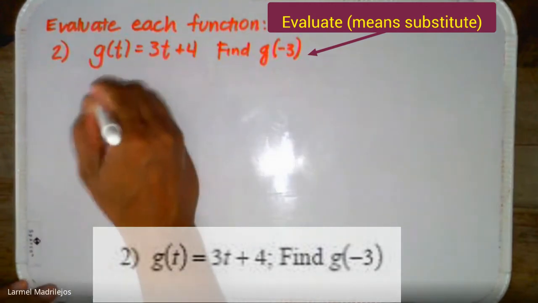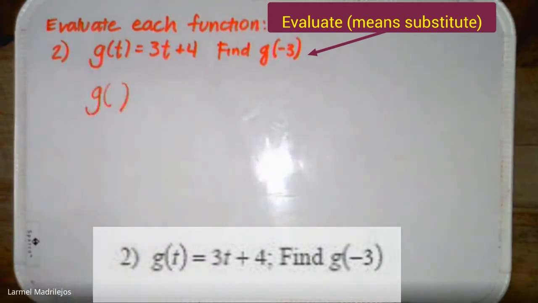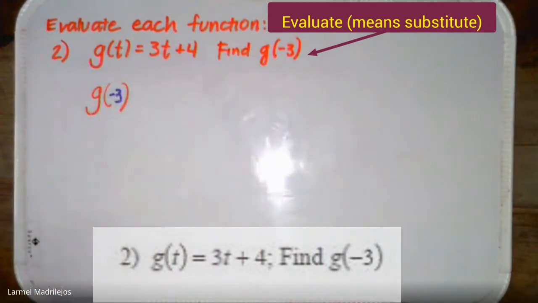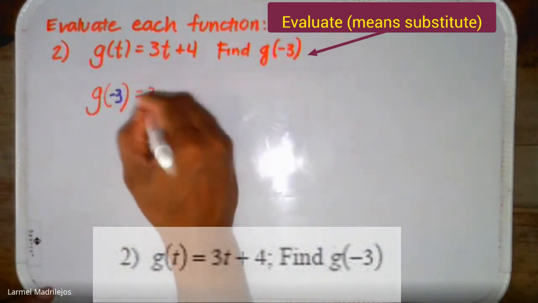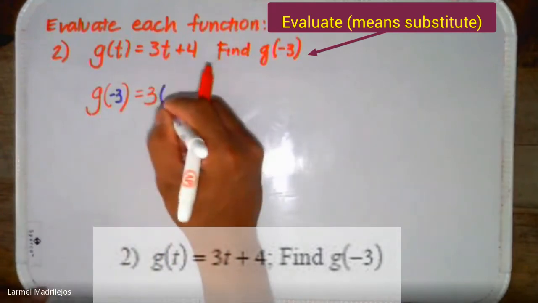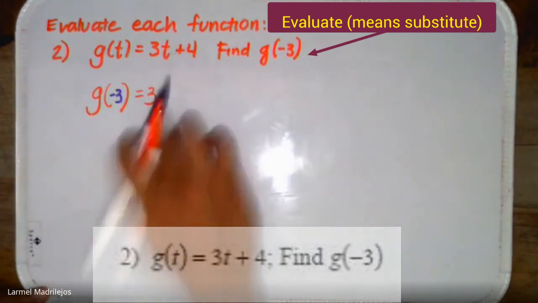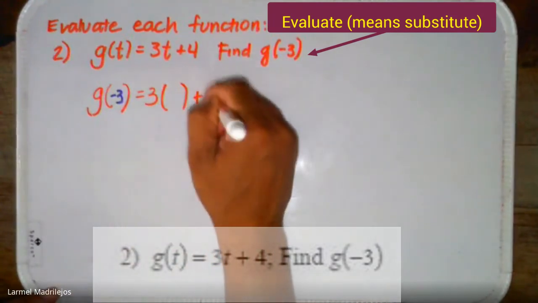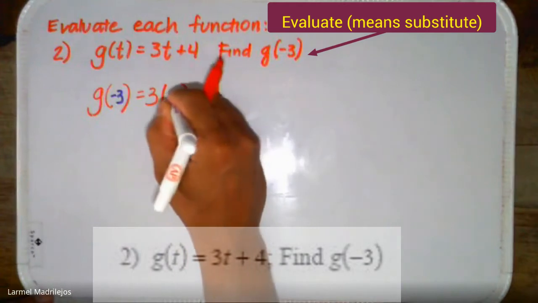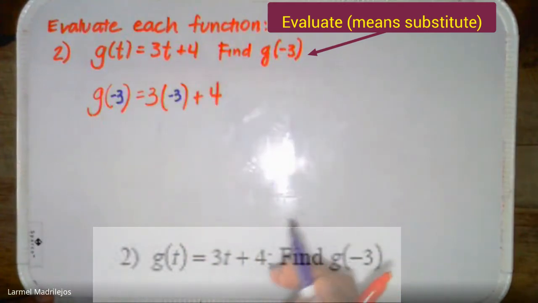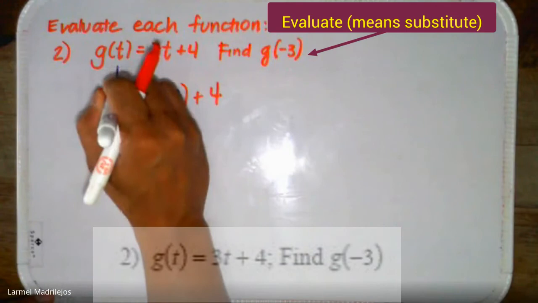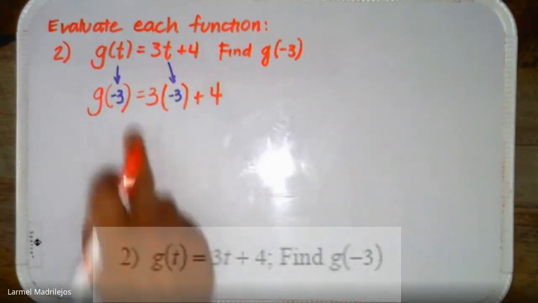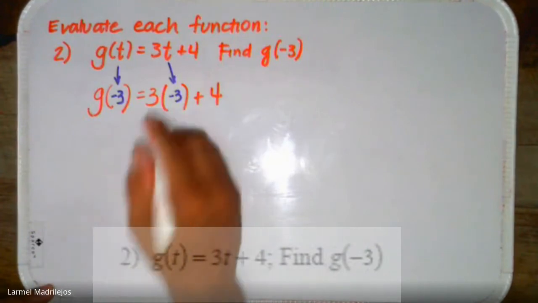Let me rewrite this. G sub t, the value of t is negative 3, is equal to 3 times negative 3 plus 4. So the t is negative 3. So we substitute negative 3 on every variable of t. Okay. So 3 times negative 3 is negative 9.